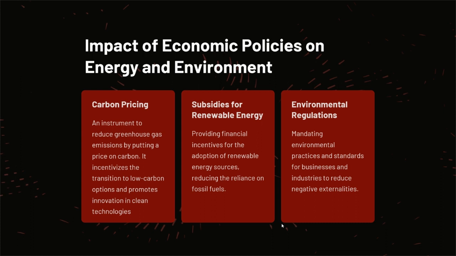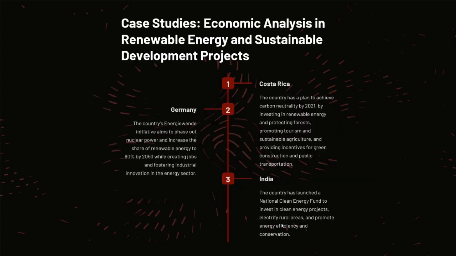Subsidies for renewable energy. Like we can see in electric vehicles, the government gives subsidies to whoever wants to buy electric vehicles because it reduces our dependency on non-renewable resources. So it is providing financial incentives for the adoption of renewable energy sources, reducing the reliance on fossil fuels. The next is environmental regulations, mandating environmental practices and standards for business and industry to reduce negative externalities.